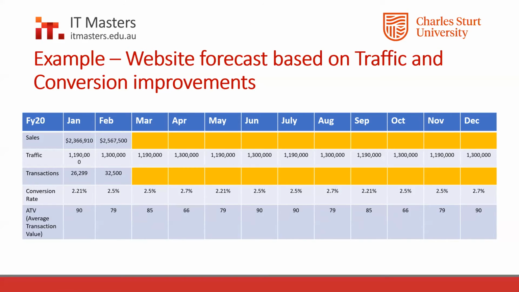An example here is a website forecast. So that's, in my mind, traffic and conversion improvement. For retail, usually that's pretty consistent. So you can look at what your sales are going to be, and what traffic you need to achieve that based on a conversion rate of X. In this case, if you look at January, we need a couple of factors. We need conversion rate, we need average transaction value, and we also need your traffic number.